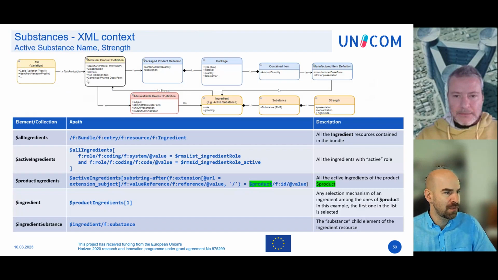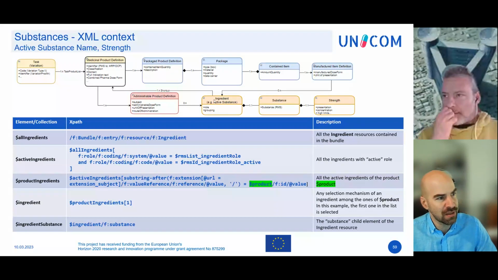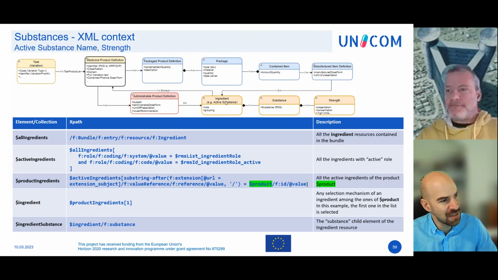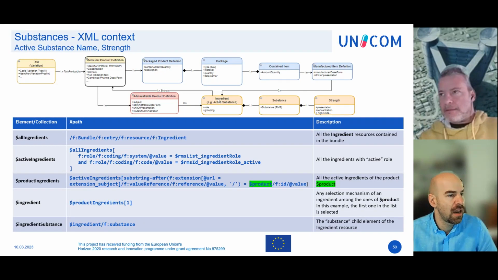Now, there are 3 paths to get an ingredient, and the easiest one is to have your medicinal product, look at all the ingredients, and use this shortcut that we created. That is an ingredient subject extension that doesn't exist in the standard. We added that one. That links to the medicinal product, meaning you can get all the ingredients of that product. This is if you want to do something simple, like a list of active substances.